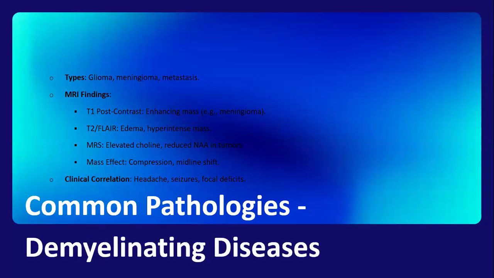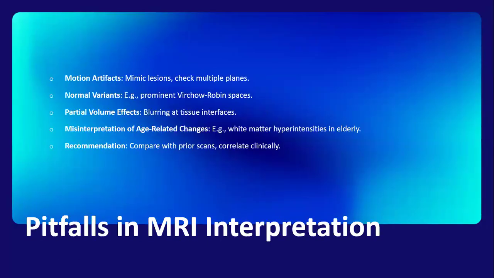Demyelinating diseases, quite common, especially in neurology. An example you would have is multiple sclerosis. On T2 FLAIR, there would be hyperintensities that are seen. Then on T1 post contrast, there would be an enhancing mass. Sorry, no, I think this slide should not have been here. My apologies. I'll change that slide and send the right one.